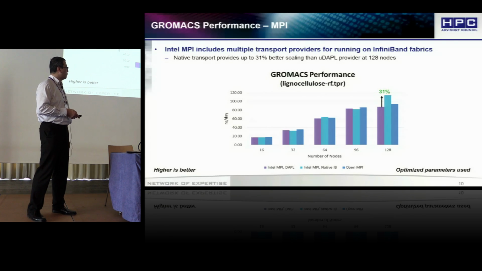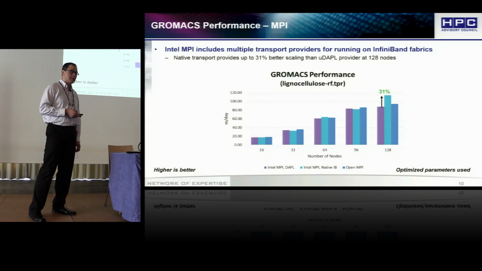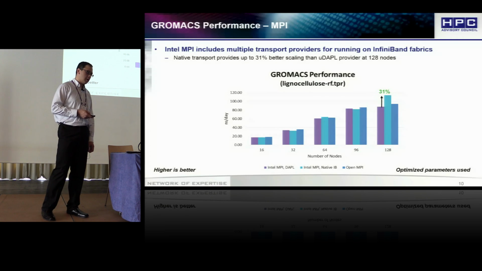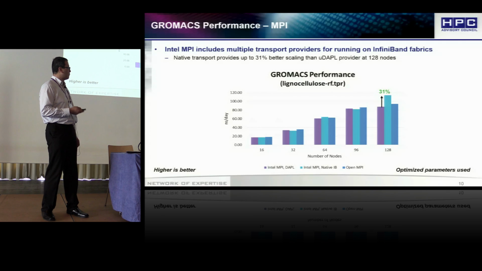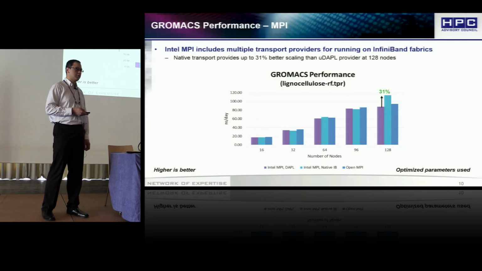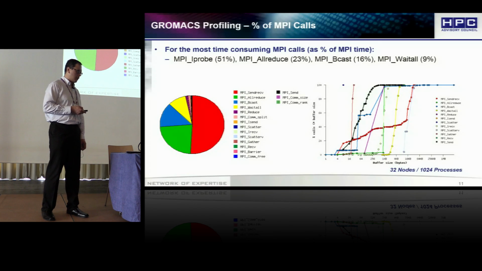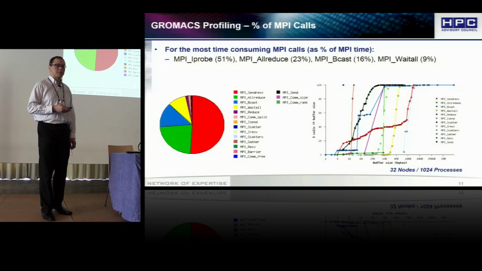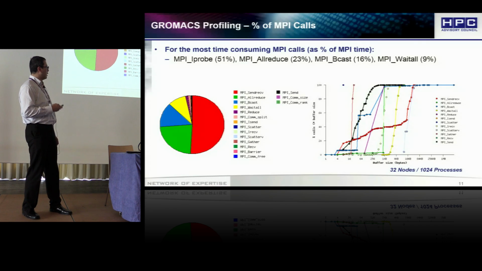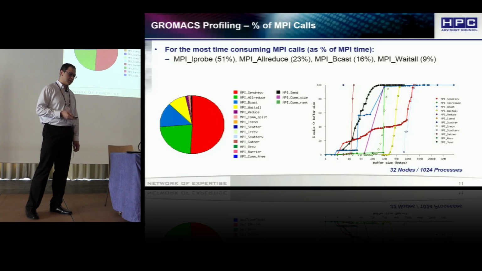Another comparison we're doing for GROMACS is trying different types of transports in MPI. Intel MPI supports a couple of different transports, called providers, for network traffic over InfiniBand. One is DAPL, the other is native IB Verbs. We also compared it with what OpenMPI has. We see that native IB shows better performance for Intel MPI compared to DAPL at scale. Just to analyze it, for the type of communication that takes place for GROMACS in this input data, the majority of the time is spent in send and receive reduced.